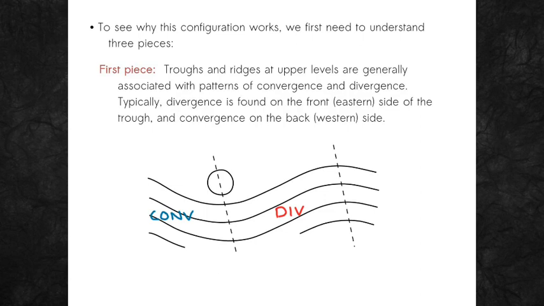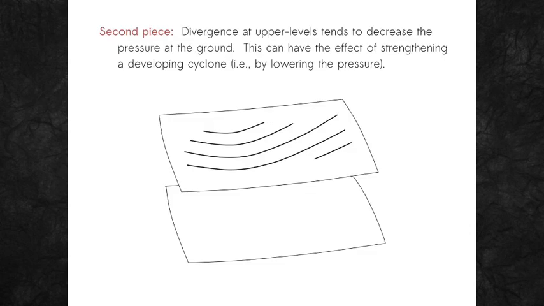Okay, piece 2 that we need to understand this stuff. This is something that we can understand from what we've done before. And this has to do with the effect of the divergence on the pressure at the ground. So again, if we've got a trough at upper levels, we're looking at a perspective view of both upper levels and the ground. And here we've got our trough pattern in the height contours at upper levels. And as we just stated, on the front side of the trough, we tend to have divergence. So the eastern side of the trough tends to have divergence.